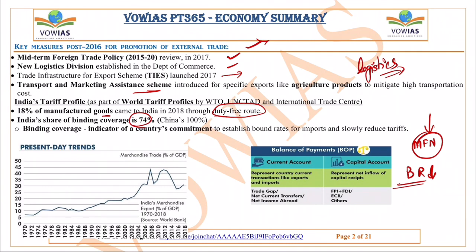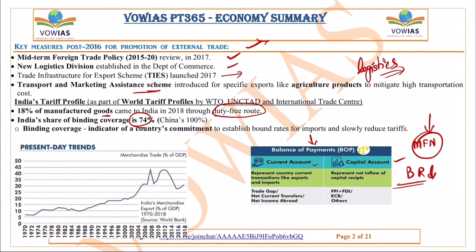So next, in this pictograph, you have the balance of payment. In the balance of payment, there are 2 components, the current account and the capital account. This is similar to what we see in the budget, the capital budget and the current budget.